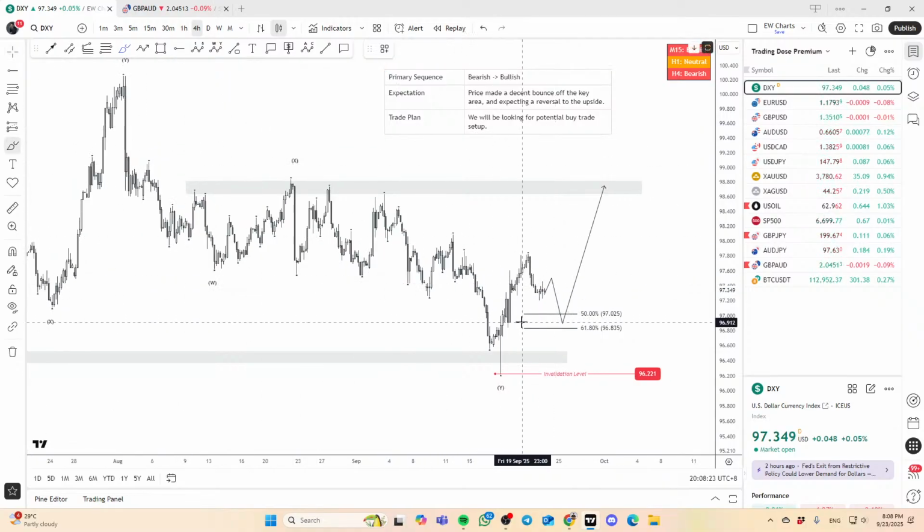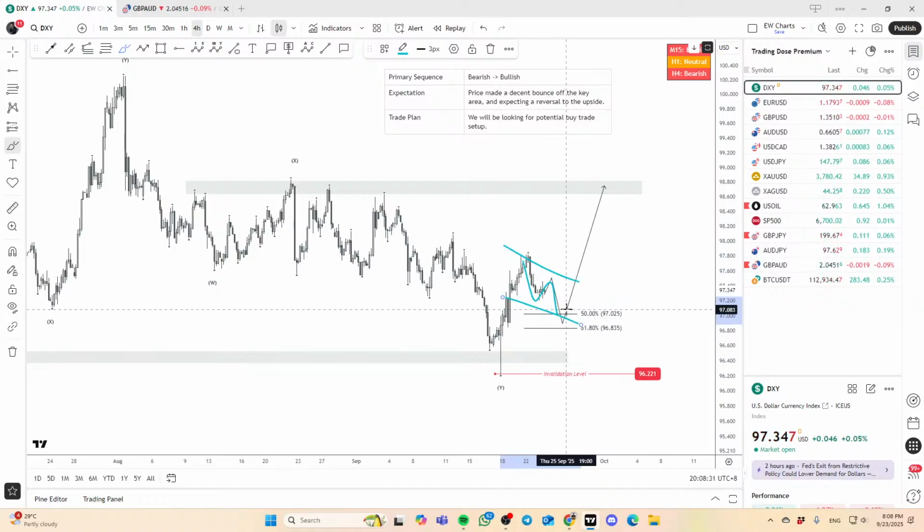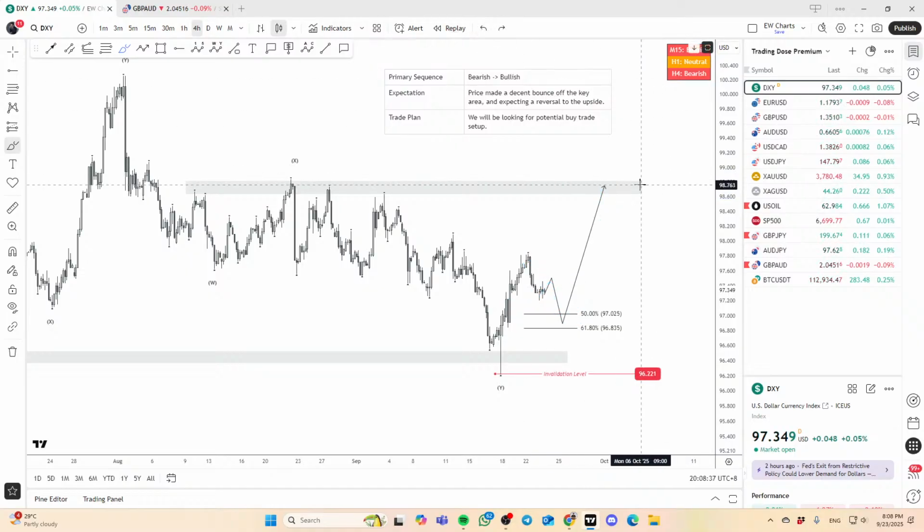Okay, of course, given if we can see a nice little corrective pullback here, in details a true wave development, then that will give us a nice opportunity to expect the dollar to strengthen towards the 98.8 region, right, which is where the high is. Okay, so this week's focus on the dollar index would be on the bullish side, and of course that would translate to some of the major pairs that we're going to look into.